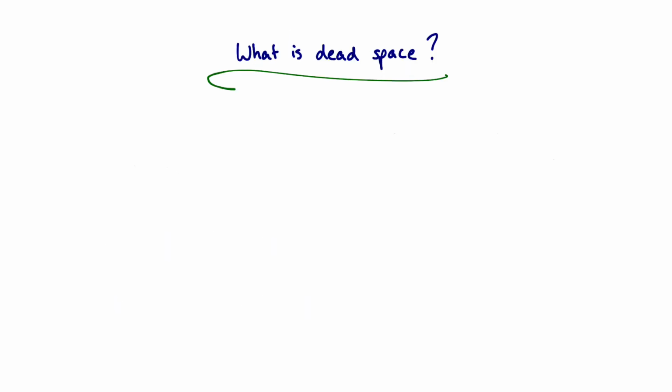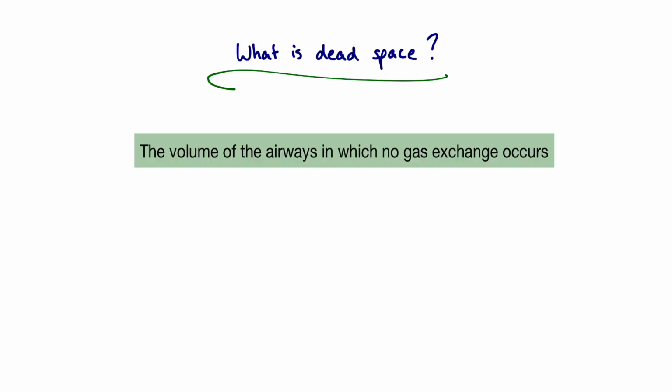A starter for 10 in a Viva question may well be, what is dead space? So the generic definition of dead space is that dead space is the volume of airways in which no gas exchange occurs. An important phrase here is no gas exchange occurring within this volume. So if our dead space volume becomes abnormally large, we'll have issues with gas exchange.